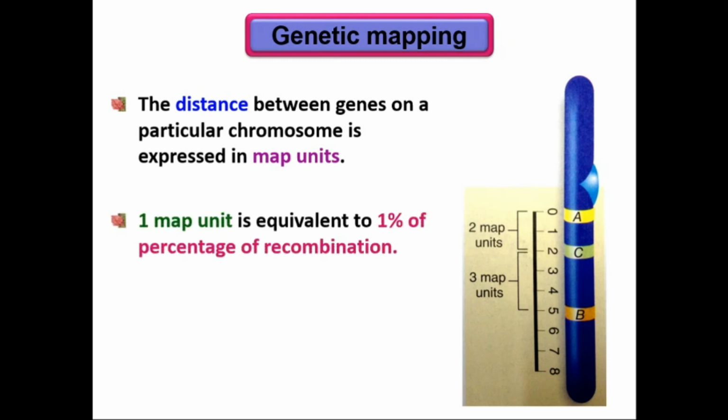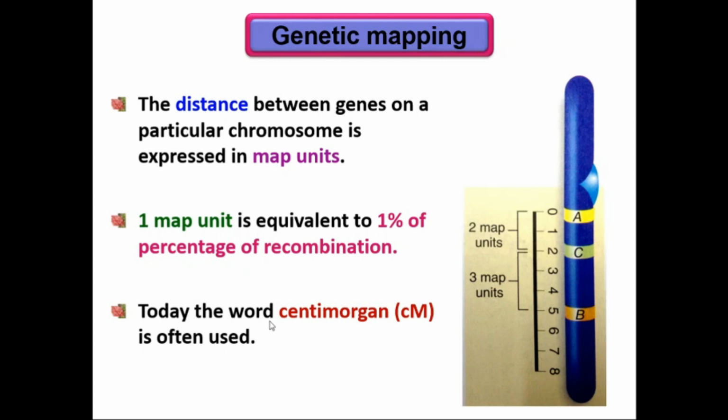The distance between the genes on a particular chromosome is expressed in map units. When you give the value of the COV, you can label it as map units. One map unit is equivalent to 1% recombination. Today the word centimorgan is also often used. So there are 3 different units you can use for genetic mapping: the map unit, the percentage, or the centimorgan.